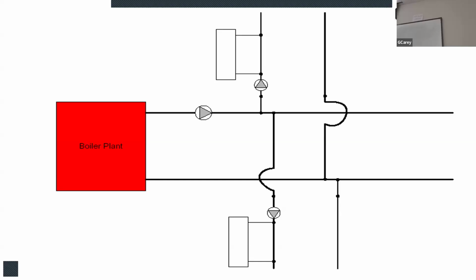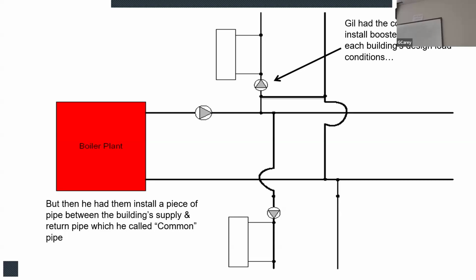And I don't want to put these smaller booster pumps in series because this big pump is just going to ruin, it's going to overturn, it's going to rip couplers, it's going to overload the motors on these smaller ones. We don't want to do that. Of course, he knows this, but he's explaining what he wants them to do. And he said, after you put these booster pumps in, I want you to do this. I want you to put a piece of pipe between the supply and the return of each building.